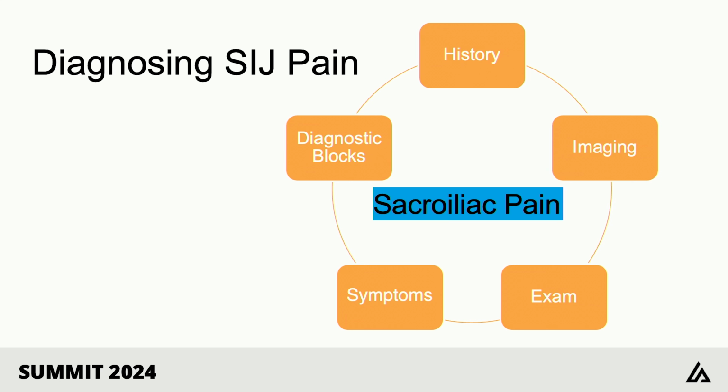We're going to lean on each other. We're going to gather all the data that we have and get confidence in our diagnosis. And then the question is, what do we do about it? The advantage of SI joint pain is the vast majority of them can be treated conservatively. And that's where we're talking that interdisciplinary approach.